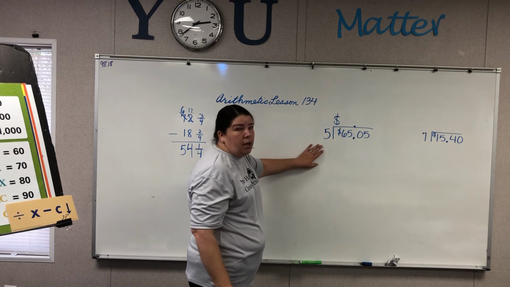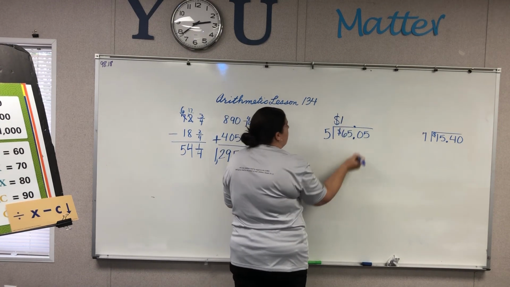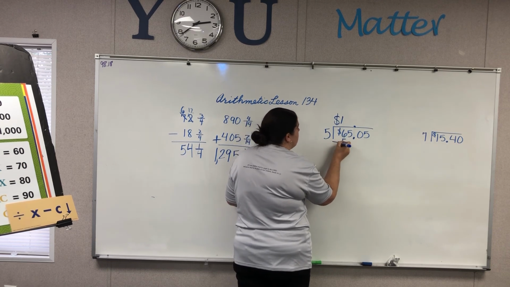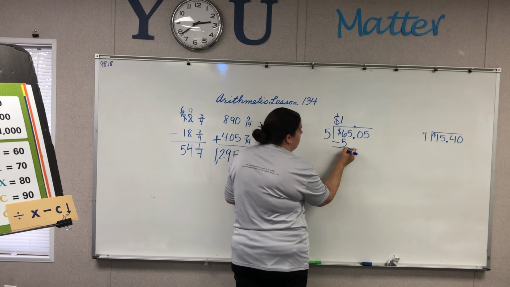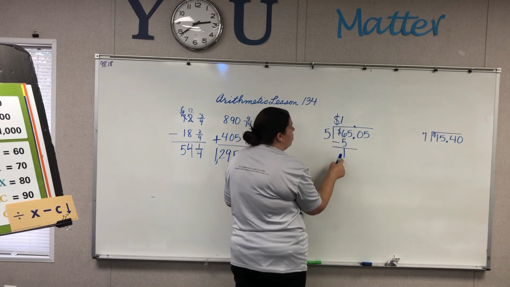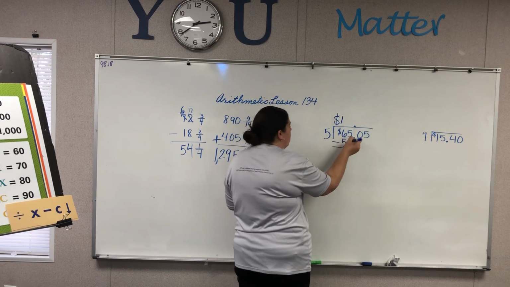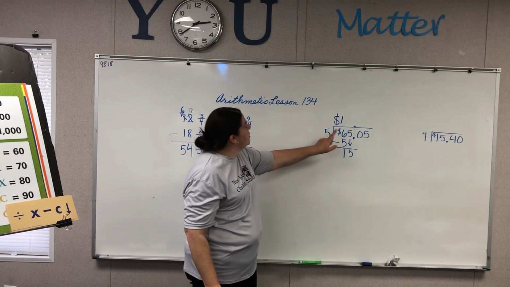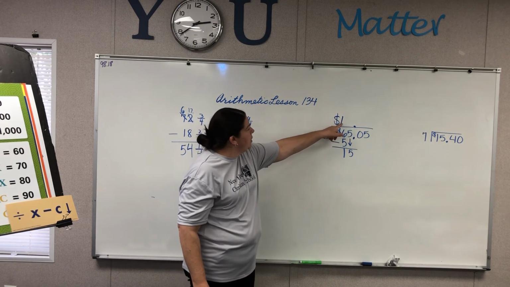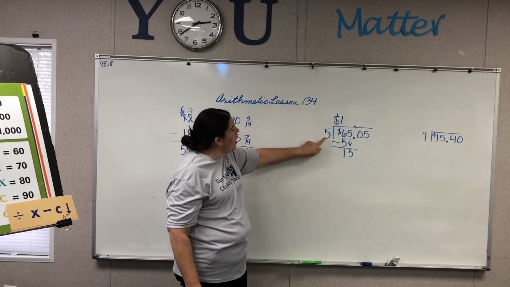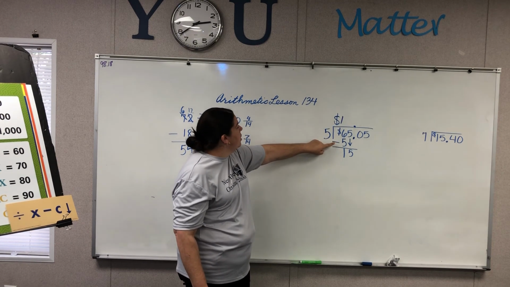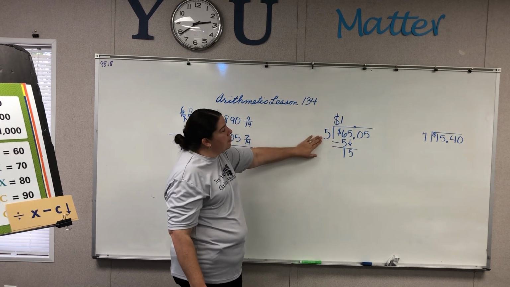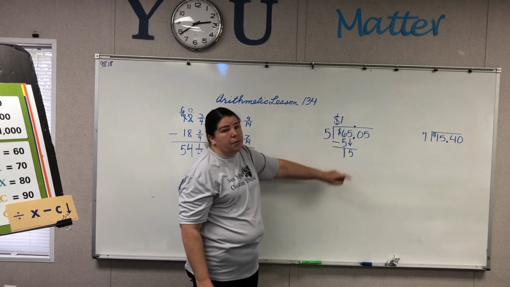6 divided by 5 equals 1. 1 times 5 equals 5. Subtract. 6 minus 5 equals 1. Compare. 1 is less than 5. Bring down. Did you hear my steps? Divide. 6 divided by 5 equals 1. Multiply. 1 times 5 equals 5. Subtract. 6 minus 5 equals 1. Compare. 1 is less than 5. Bring down. Bring down the 5.